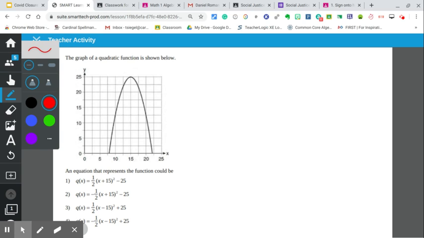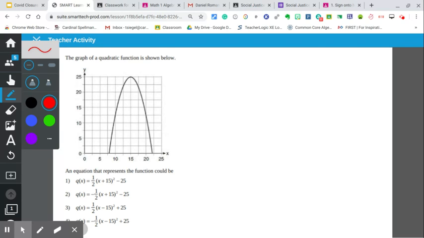Okay, so we had this up here today for Hello Smart, and I wanted to get you ready because these are the three types of questions that'll be there. You're going to have to be able to go from standard form to vertex form. Okay, this first one is about vertex form.